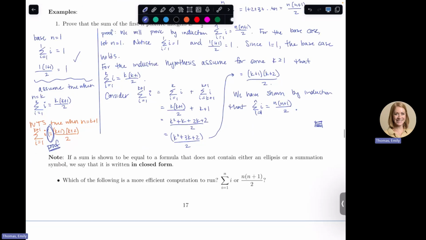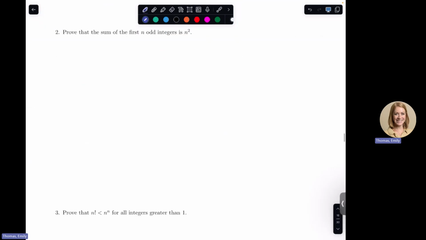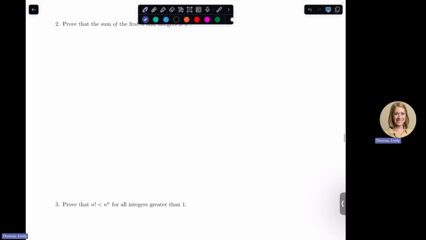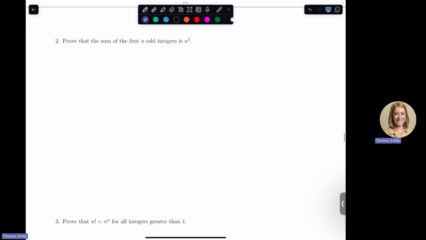So let's go on to page 18, and we're going to keep doing proofs. Hopefully we're going to have enough space. I got pretty tight on space when I was doing this by hand myself, but we'll try.